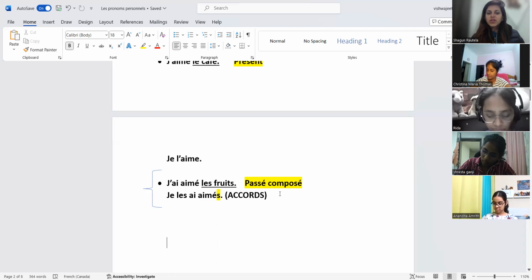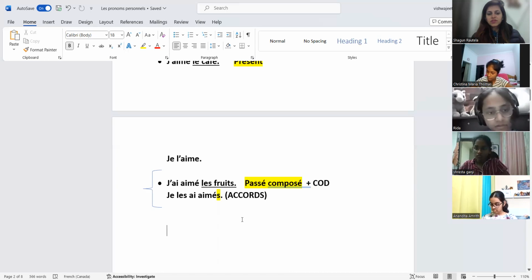Okay, so this you are only going to do in passé composé plus COD, not anywhere else. This accord thing is only with these cases, COD and passé composé. If these two conditions are fulfilled, then you do accords. Otherwise, don't do it. Okay, so that's about accords.